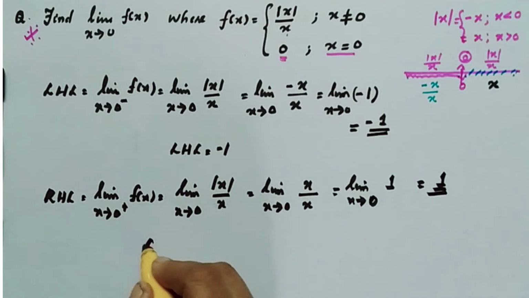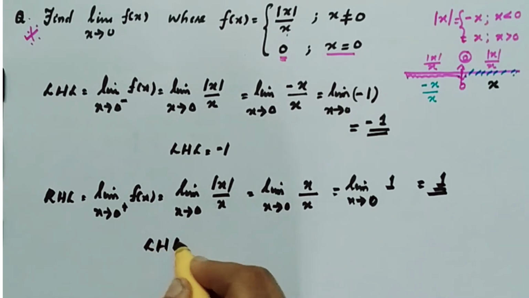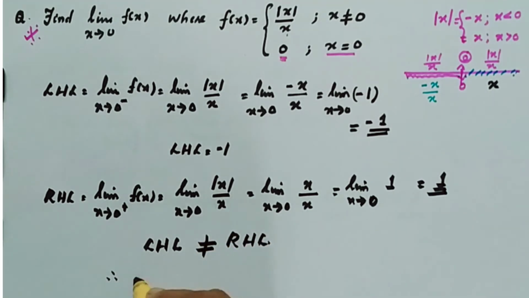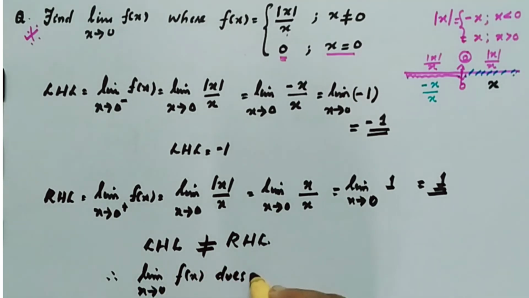Here you can see that LHL is minus 1 and RHL is plus 1. So LHL is not equal to RHL. Therefore, the limit as x tends to 0 of f(x) does not exist.